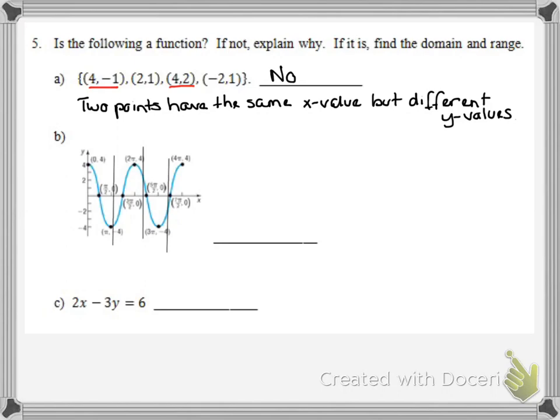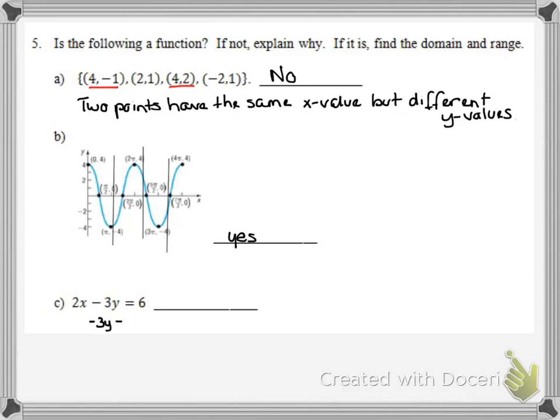So for this second one, we have a graph. I drew 3 possible vertical lines, and if you notice, none of them ever intersect the graph in more than one point. So what that tells me is it passes the vertical line test. So yes, this happens to be a function. Okay, now let's look at the last one. For this one, I gave you an equation.